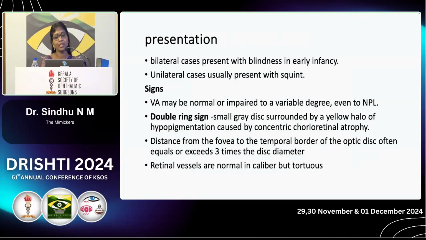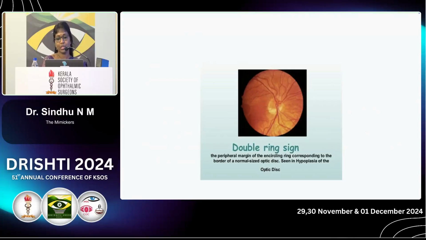On presentation, bilateral cases present with blindness in early infancy. Unilateral cases usually present with squinting. The signs: visual acuity may be normal or impaired to a variable degree, even to no perception of light. Fundoscopy shows a double ring sign, a small gray disc surrounded by a yellow halo of hypopigmentation caused by concentric chorioretinal atrophy. The distance from the fovea to the temporal border of the optic disc often equals or exceeds 3 times the disc diameter. Here, the retinal vessels are normal in caliber but tortuous.